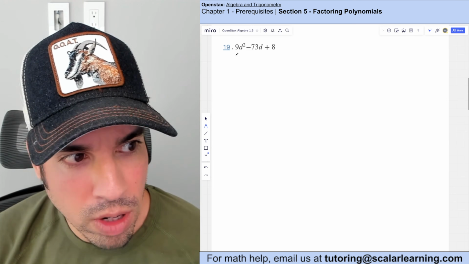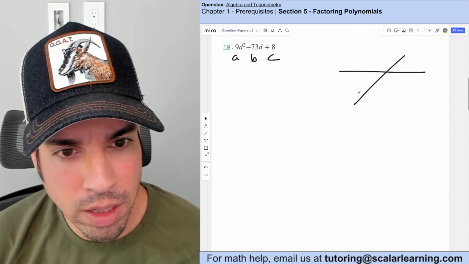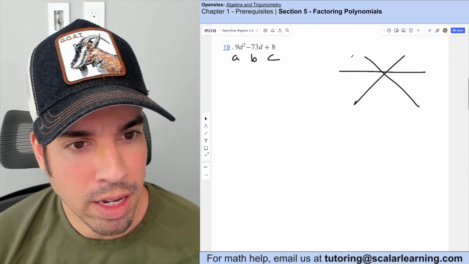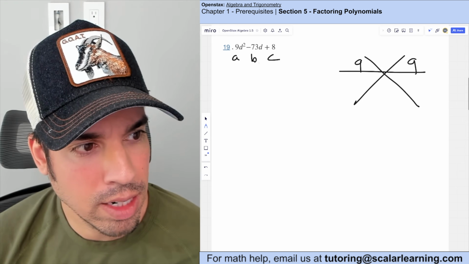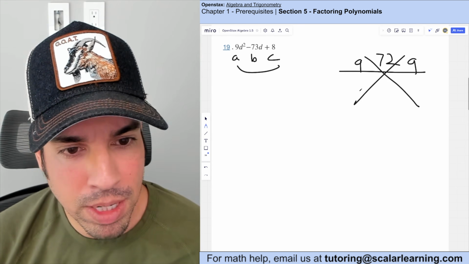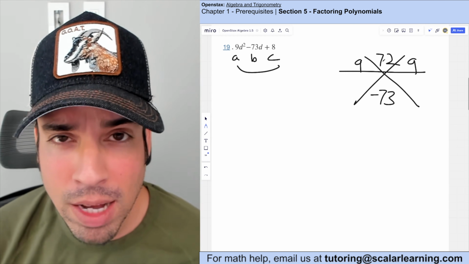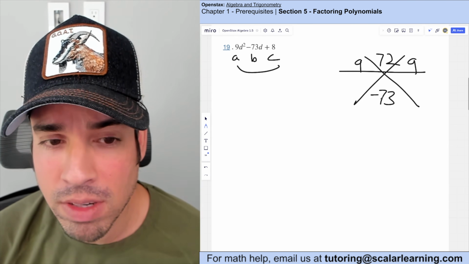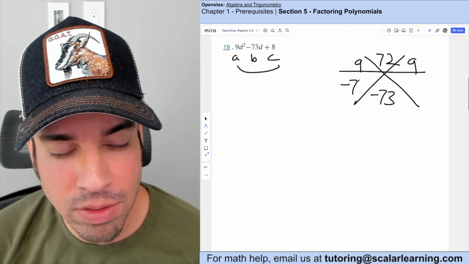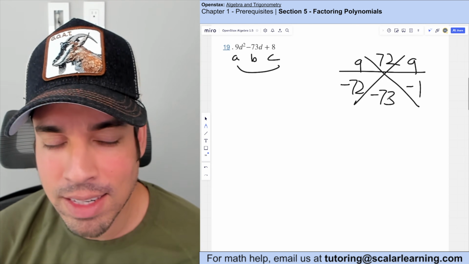So we've got our A, B, and C terms identified. Once again, we're going to create our star. But the A is up here, 9 and 9. A times C, 9 times 8 is 72. And that B, negative 73, down here. So what two numbers multiply to positive 72 and add to negative 73? This one is going to be negative 72 and negative 1. Multiply to positive 72, add to negative 73.